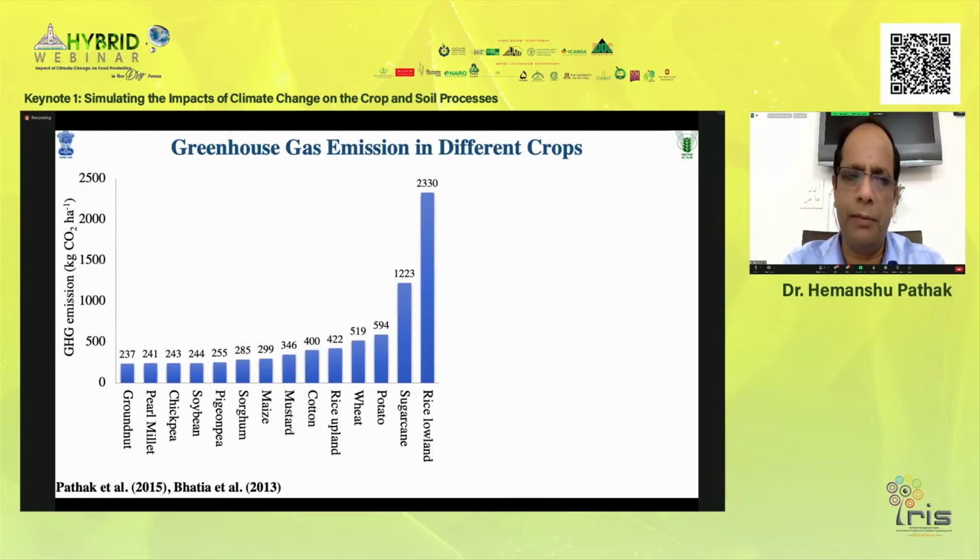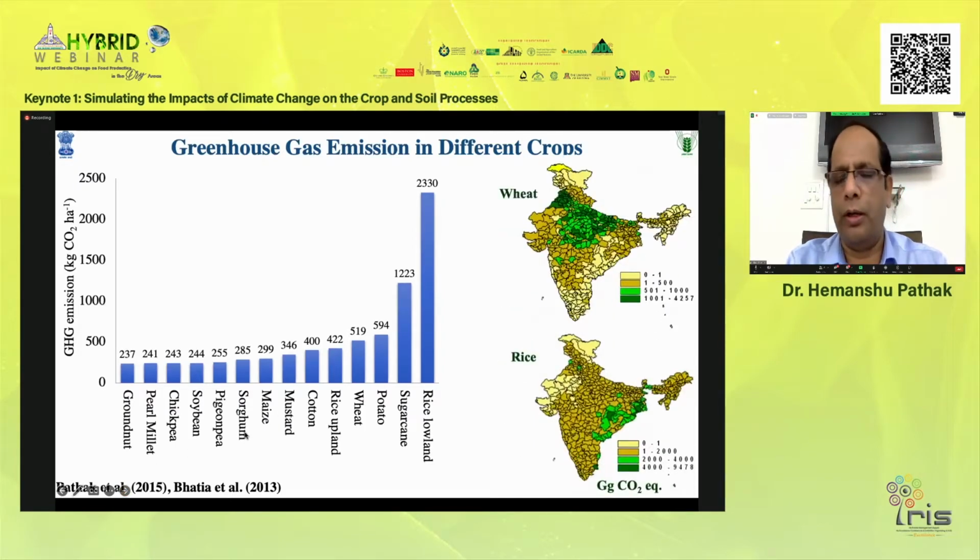So 1/4 of the emission of the greenhouse gases come directly or indirectly from agriculture. Of course, we know that different crops have different emissions of greenhouse gases. If you are growing lowland rice, then the emission is quite high, followed by sugarcane, potato, wheat, and so on. Using simulation models again, we also calculated how much the emission is going to be in different crops in different districts as well as agroclimatic zones of the country. So these are just some of the examples for India, and similar examples can be obtained for many other countries.